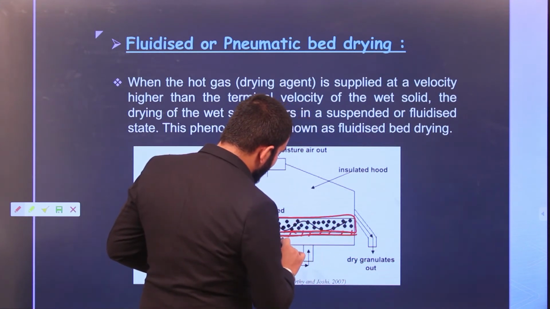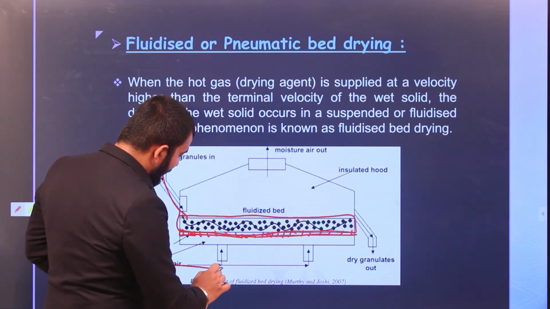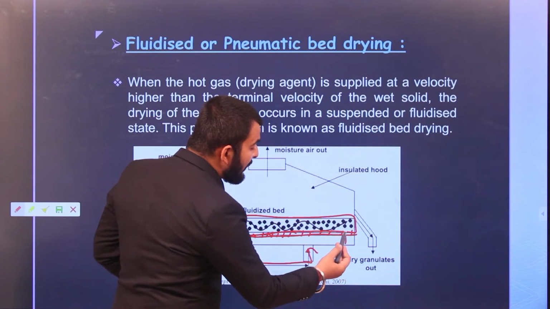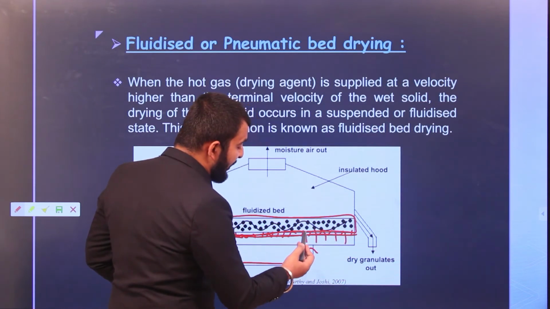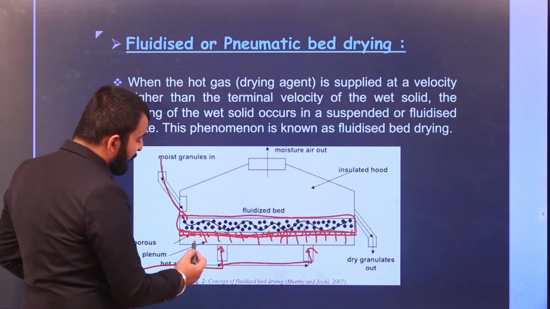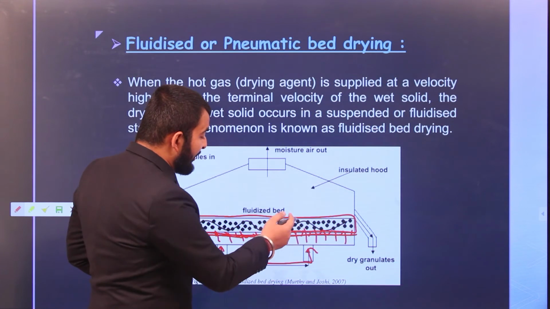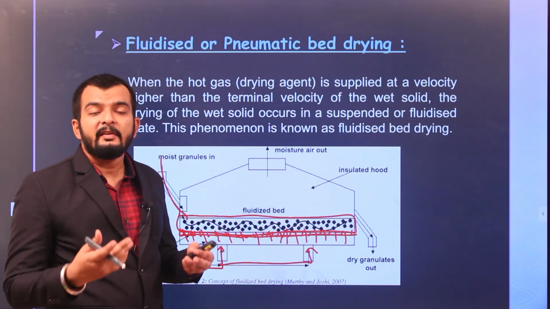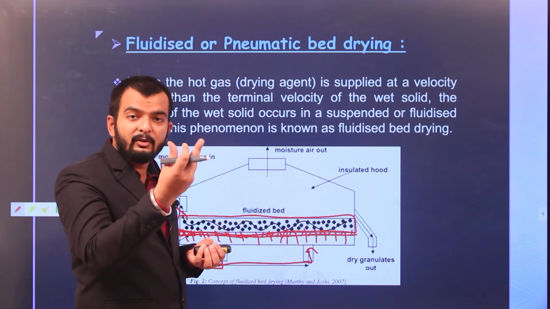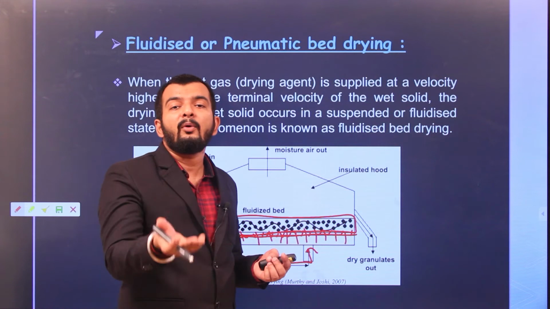That is, air or hot gases can pass through it. So when we supply hot gases from here, they will pass through these perforations and come in contact with the food grains or food particles which are to be dried. As they come in contact with the grains, they will exert some pressure. Since they are at a very high velocity, they will exert a pressure on the food particles which will lift them off the ground.